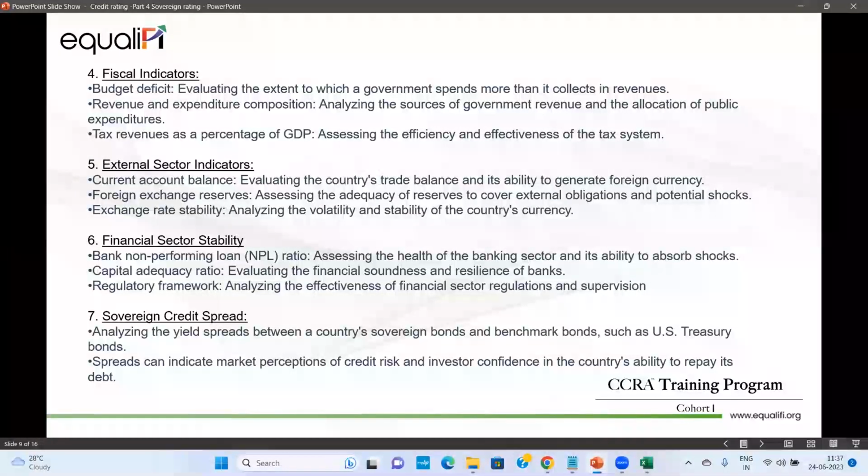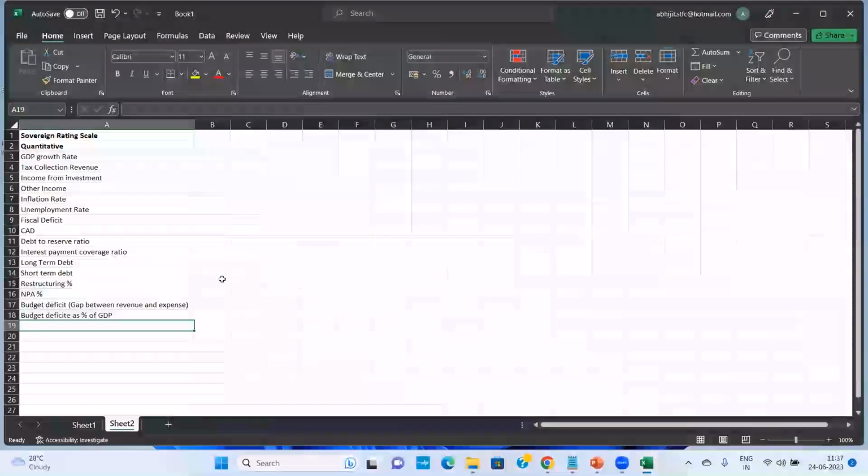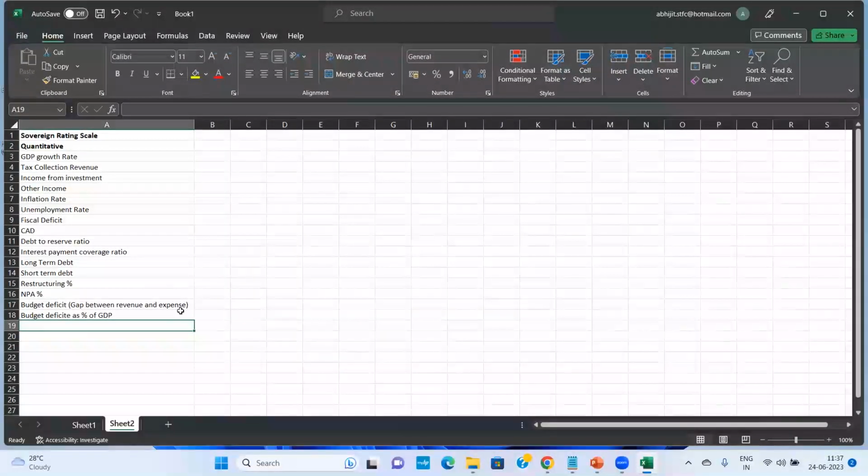Next is revenue and expenditure composition. We have already considered this. Then tax revenue as a percentage of GDP. Now we know tax revenue. Now tax revenue as a percentage of GDP, right? It can come in the scale, right?